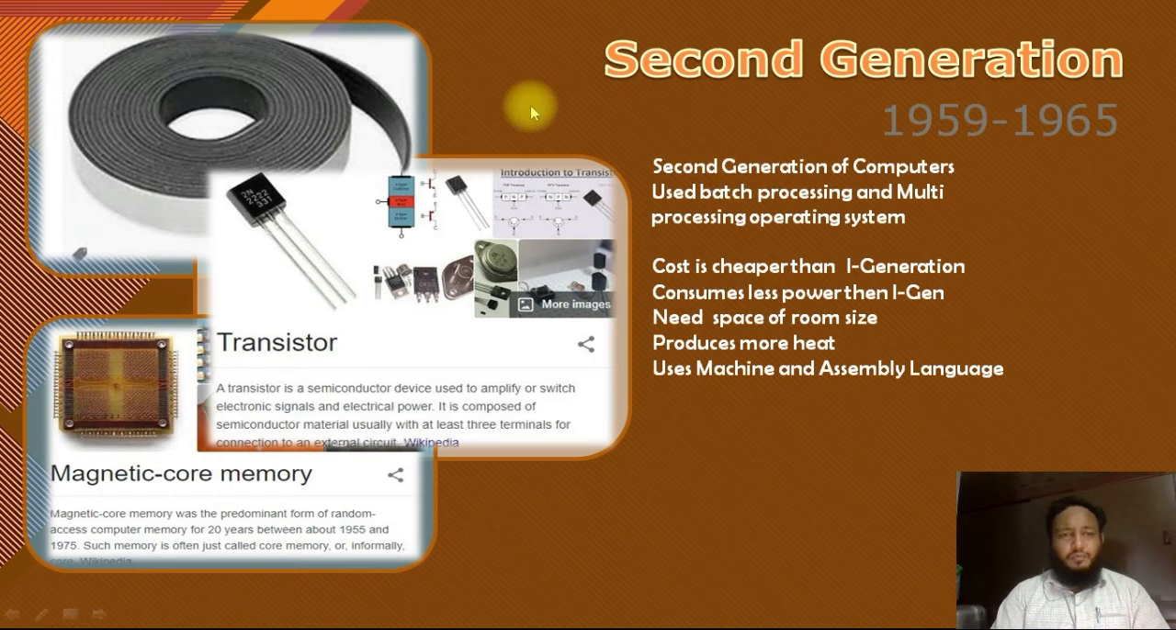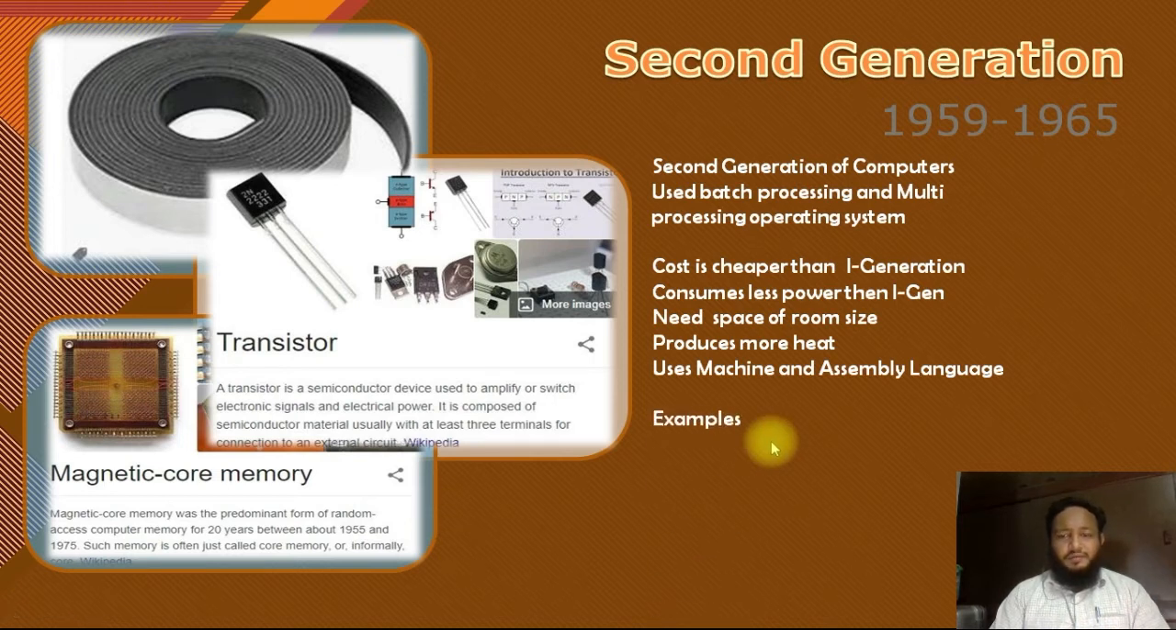Where it comes to primary as well as secondary memory, the magnetic tape we discussed is still available here. Where it comes to computer memory, magnetic core was used. Magnetic core memory was the predominant form of random access computer memory for 20 years, between 1955 and 1975. This definition is from Wikipedia.